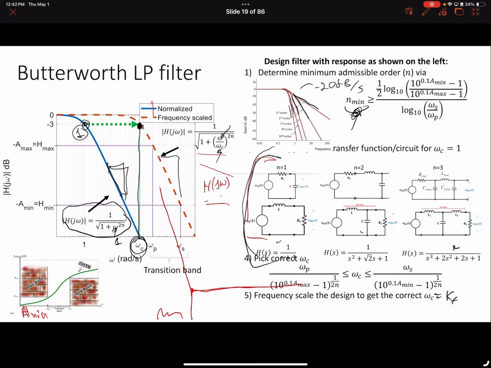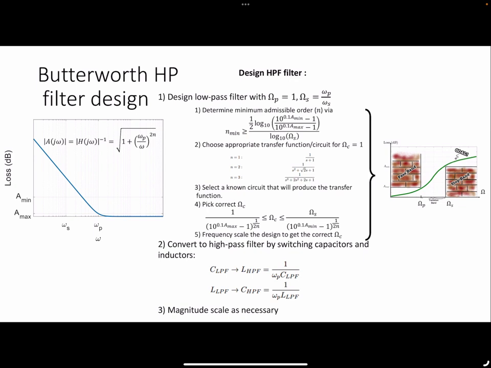Once I pick that slope, I just need to basically pick a base circuit that's normalized, and then I have to figure out how much to frequency scale it to get my correct circuit. And that's basically my design process. So that's kind of what I do.